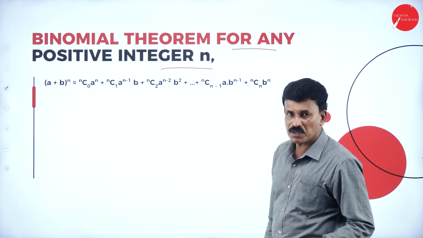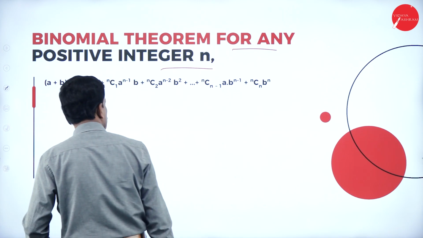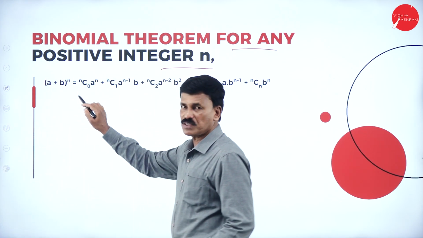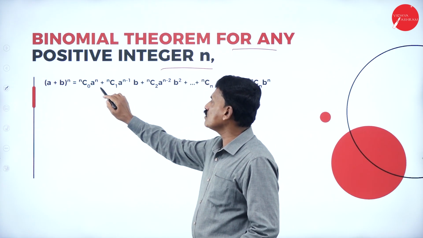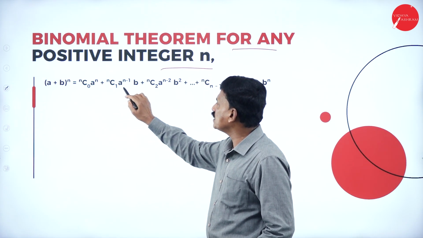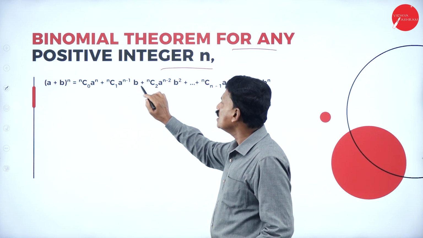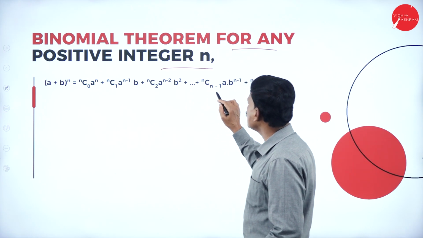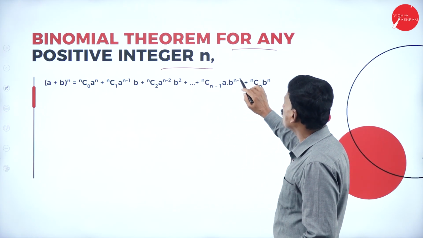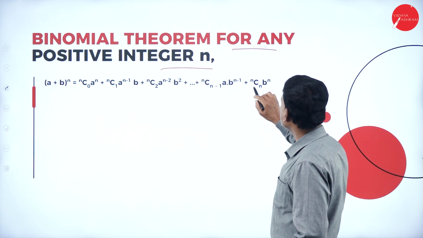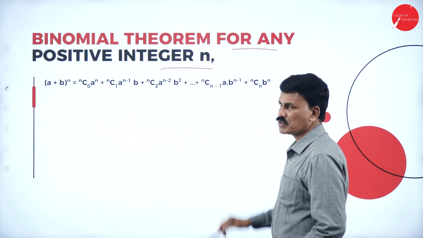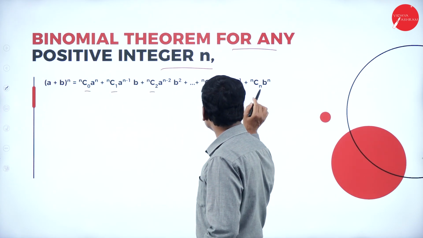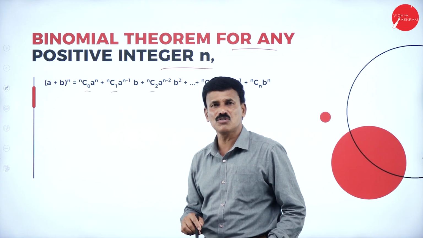So, the statement: if n is a positive integer, then the binomial theorem states that a plus b to the power of n is always equal to nC0 a to the power of n plus nC1 a to the power of n minus 1 into b plus nC2 a to the power of n minus 2 into b square plus etc., nC(n minus 1) a into b to the power of n minus 1, plus nCn b to the power of n. So these nC0, nC1, nC2, etc., nCn are all called binomial coefficients.